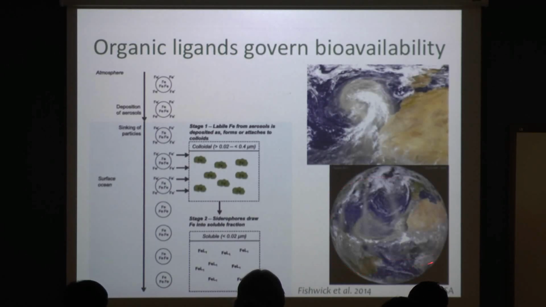I put this other one down here so you could remember that dust influences much more than just the eastern Atlantic. In fact, we get Saharan dust deposition here in Florida. But as that dust comes into the surface ocean from the atmosphere, it's particulate iron, and it's got all these little inorganic iron species on it, if you will.